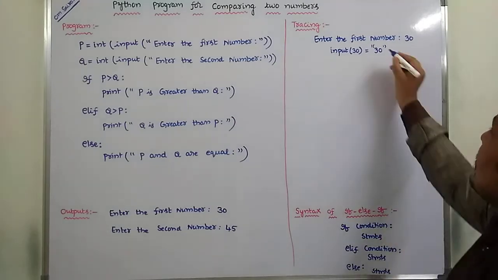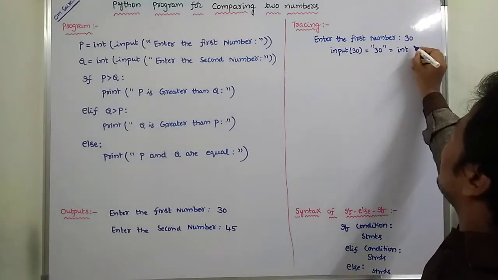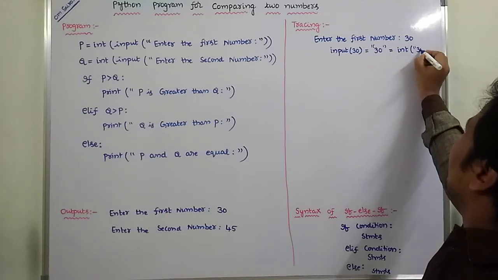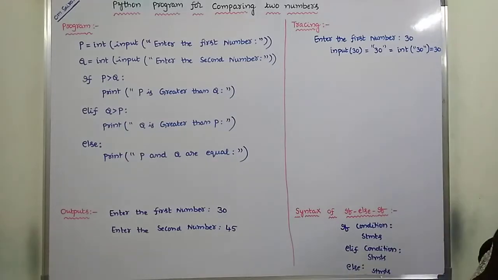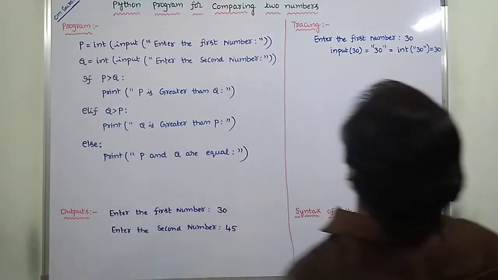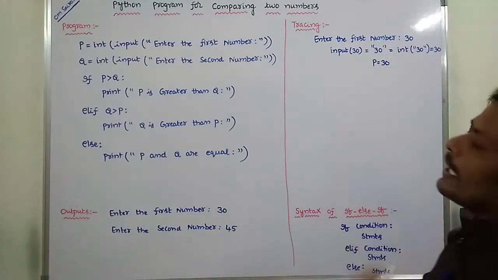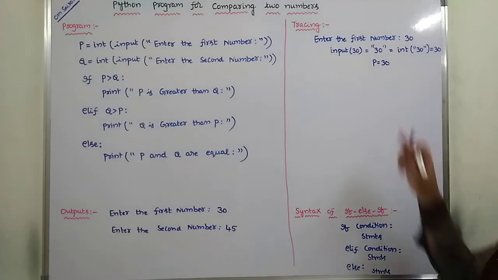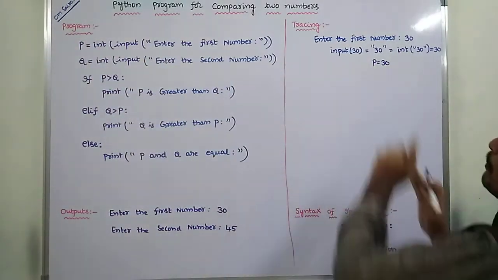Now this string of 30 can be typecasted by using the int function. Then it returns the integer value 30. This integer value can be assigned to the variable P. So now P is equal to 30. 30 is assigned to the variable on the left hand side, that is P.